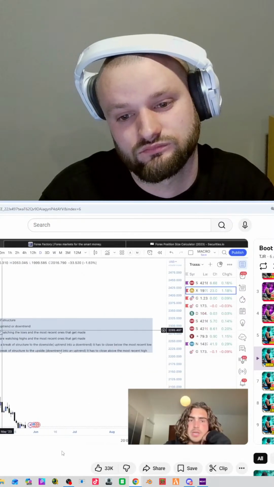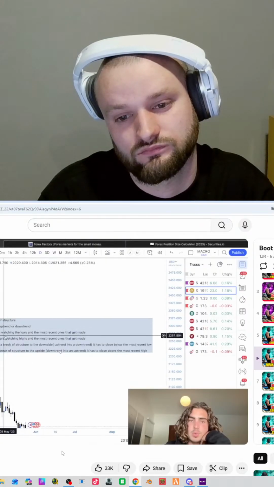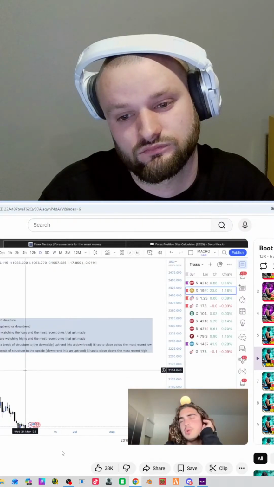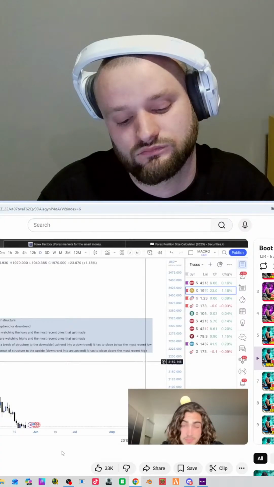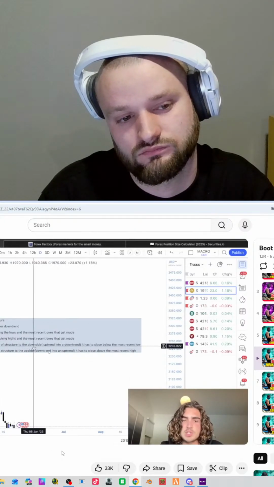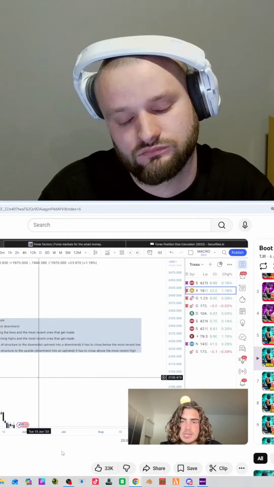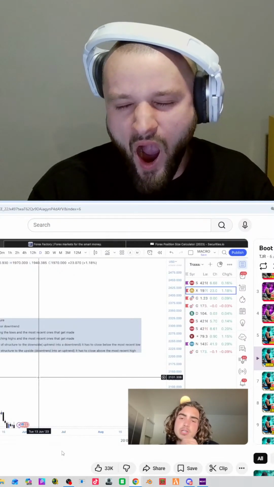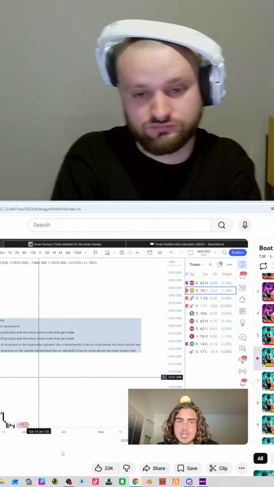Okay? So we know that we're in an uptrend. And if we're in an uptrend, we're watching the lows. We're watching the most recent ones that get made, and we forget about the old ones. And then once it's a break of structure to the downside in an uptrend, the candle has to close below that most recent low. And that's it. That's break of structure.